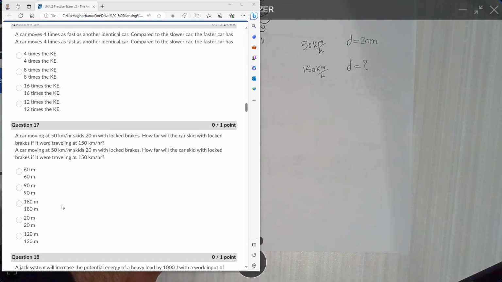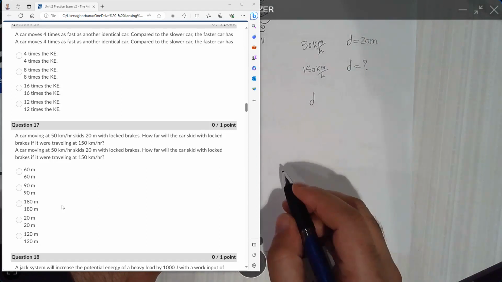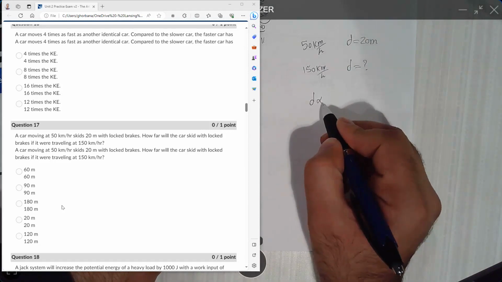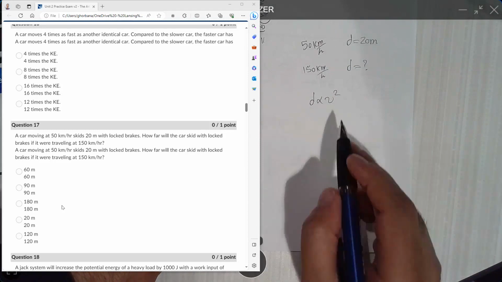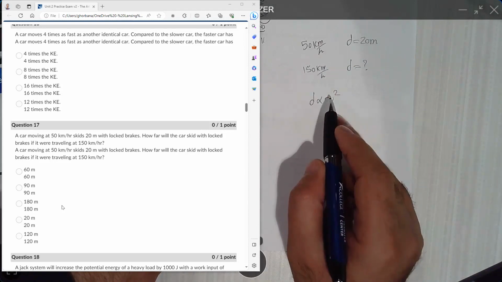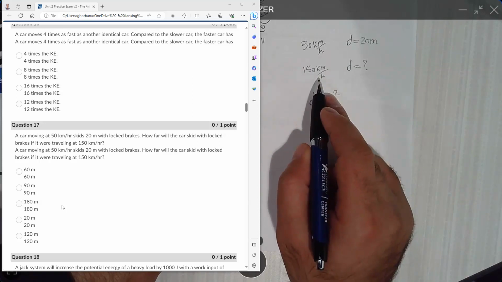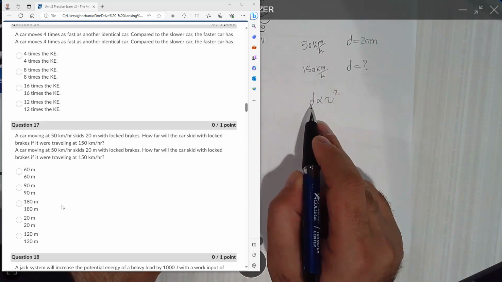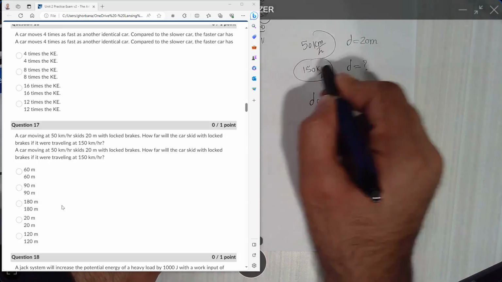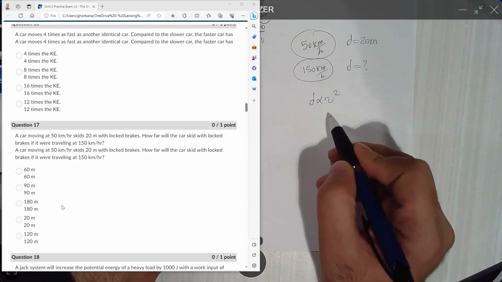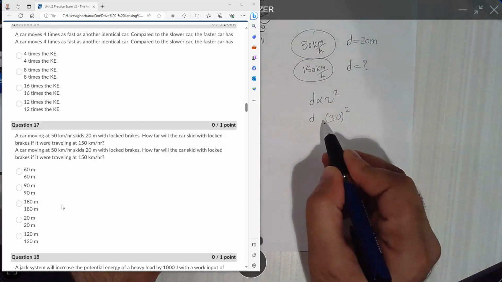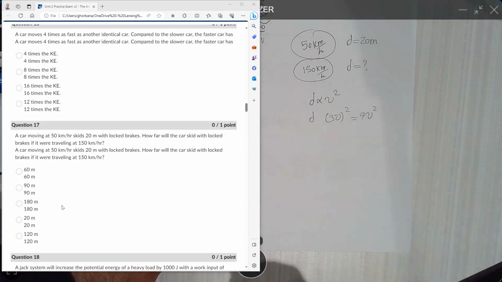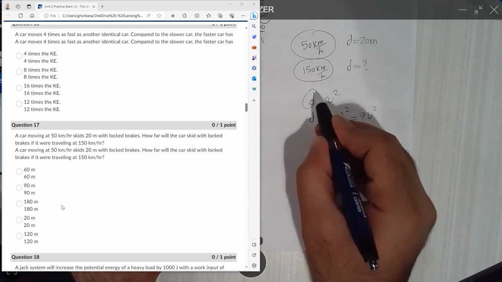20 times, no, because in the lab you have found that the stopping distance changes with the velocity squared. It is directly related to the velocity squared. It means that if velocity triples, your stopping distance would be 9 times bigger. So the velocity becomes 3 times bigger, and the stopping distance is going to be 9 times bigger than this stopping distance.